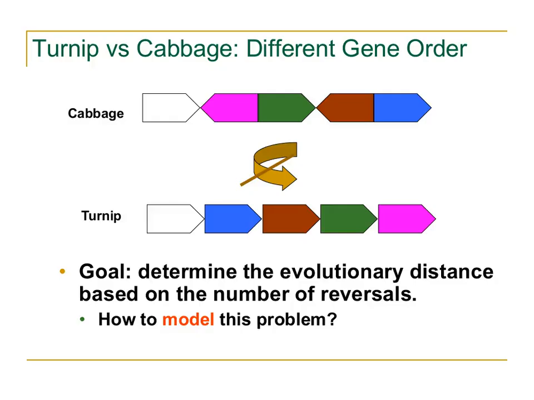Building on that example, here we have 2 representations of the same 4 genes in cabbage versus turnip. In cabbage, they line up magenta, green, brown, blue. In turnip, those very genes appear as blue, brown, green, then magenta. Essentially, the middle segment has been flipped. Notice the curved arrow highlighting this reversal event. Our goal is to quantify evolutionary distance by counting how many such reversals separate one genome from another. So the key question becomes, how can we model these reversal steps in a formal way to compute that distance?